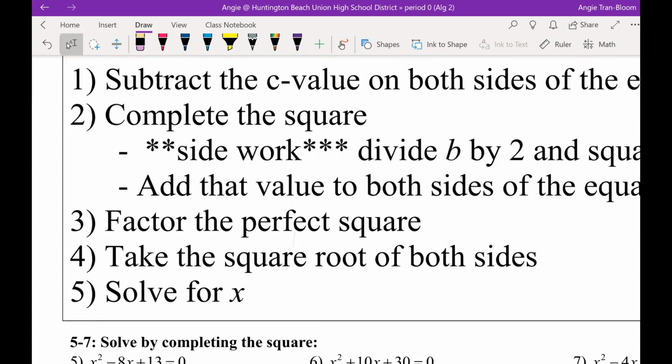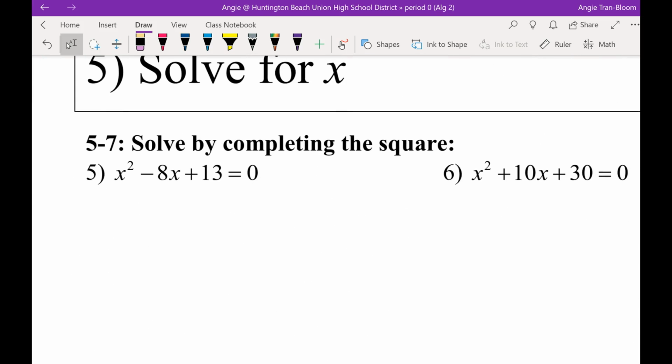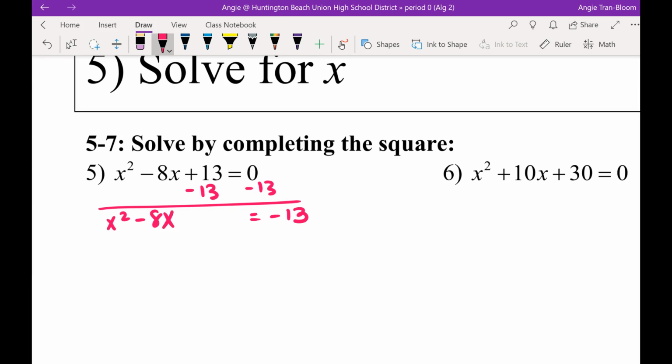On number 1, it says subtract the C value from both sides. What is the C value on example 5? Hannah? 13. You're right. So it said, hey, go and subtract C from both sides. I'm now going to end up with x squared minus 8x. I'm going to have a blank space. Give that blank space its blank spot, okay? So right now, leave that blank space the way it is. I'm going to go in and add something later.